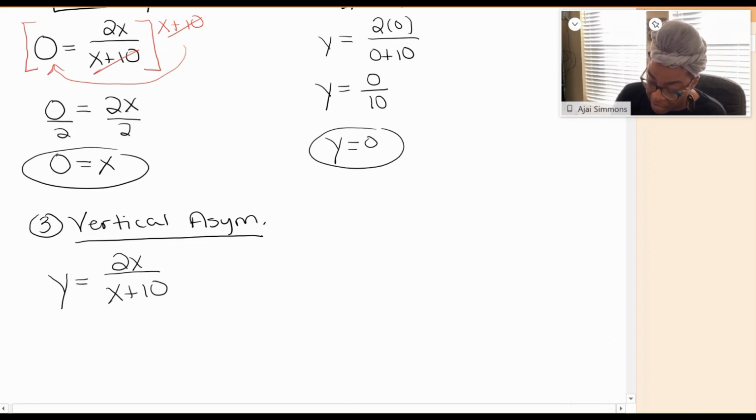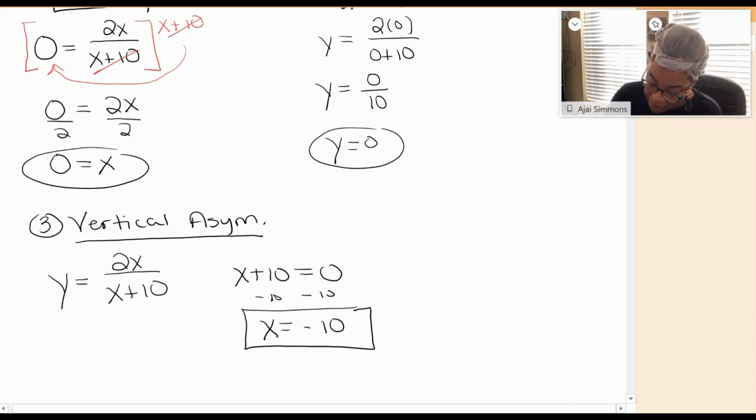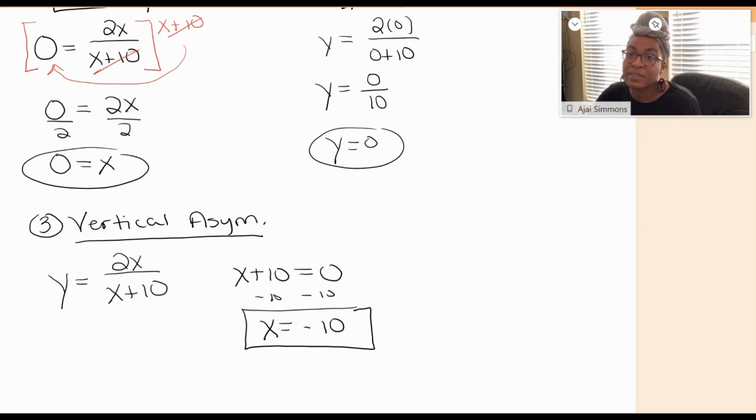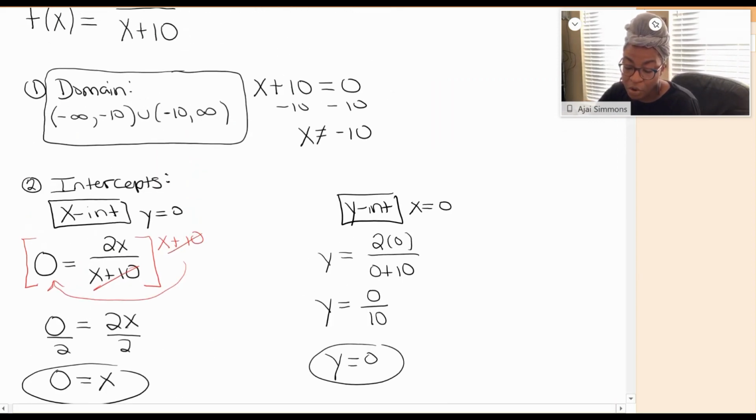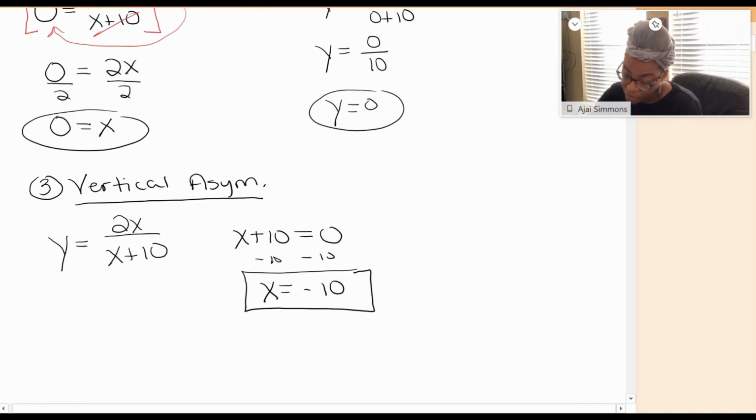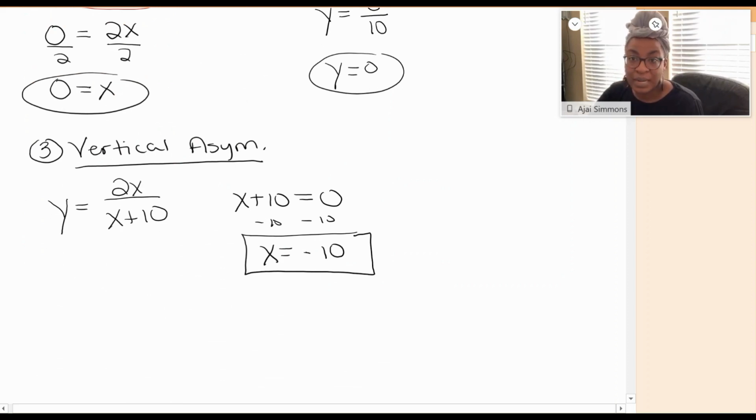The next step says set your denominator equal to 0. So I take the x plus 10, set it equal to 0, and just like I did with the domain, I get x is equal to negative 10. So this is my vertical asymptote. Remember, a vertical asymptote is a vertical line, so it's going to be x equals something. So x equals negative 10 is your vertical asymptote. You see how this is different than your domain. Your domain is x is not equal to negative 10. That's a big difference, okay? So the vertical asymptote is x is equal to negative 10.